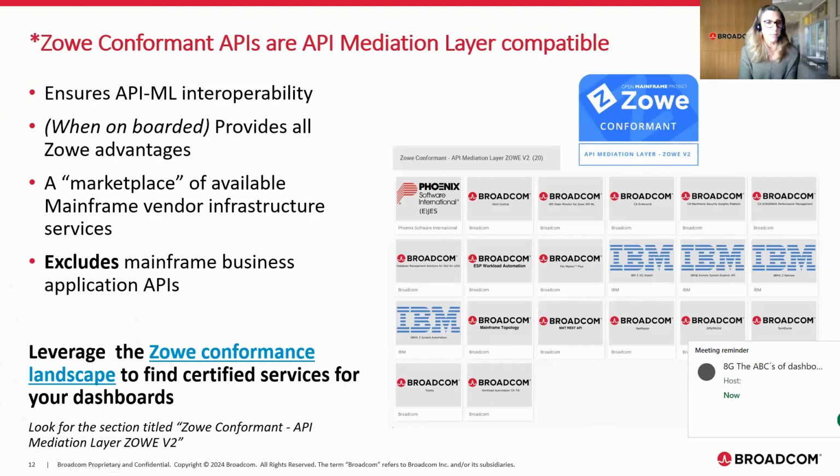So the bottom line here is that if you want to ensure that the APIs that you use are constructed in the correct manner, then the best place for you to confirm that is to go to the marketplace of available mainframe vendor services, which is the OMP Zowe conformance site or the conformance landscape. And we recommend that here at the bottom of the slide. So that's a link directly to the conformance landscape.